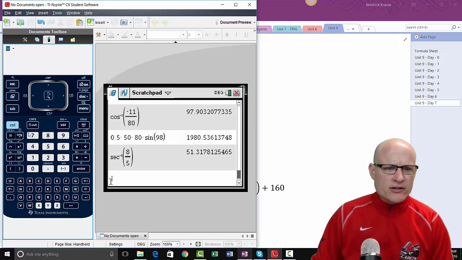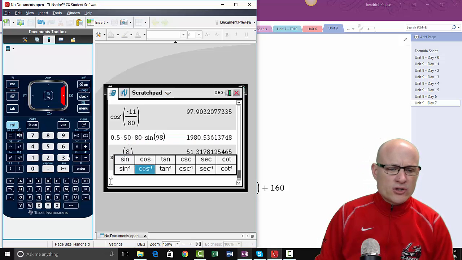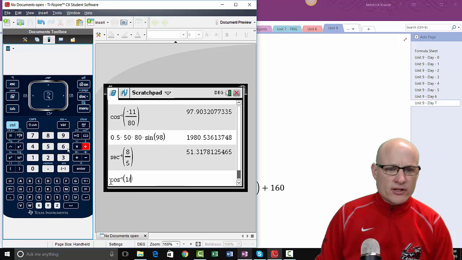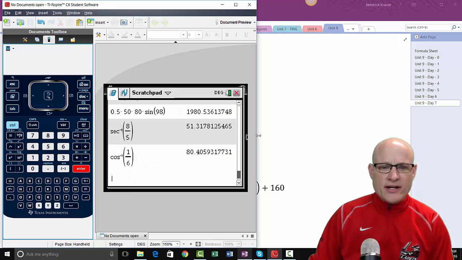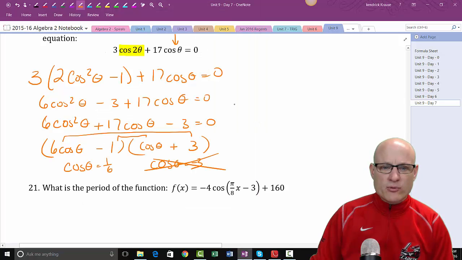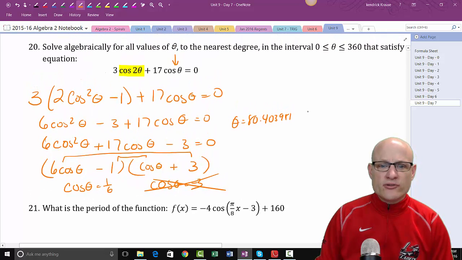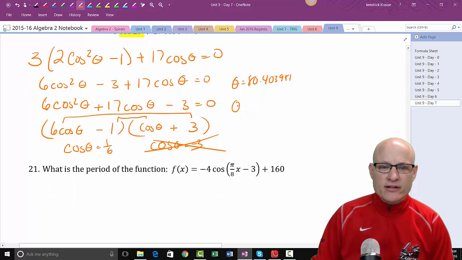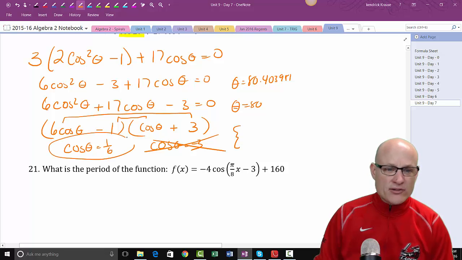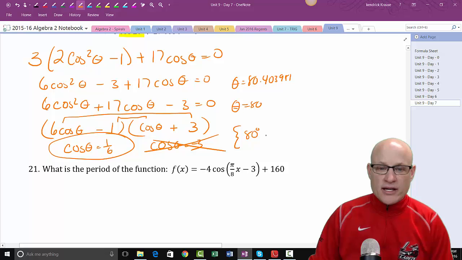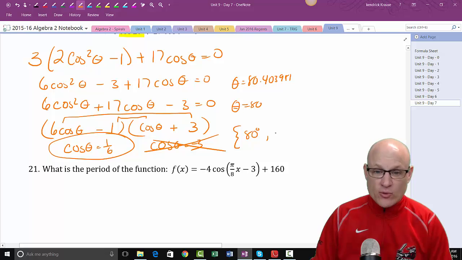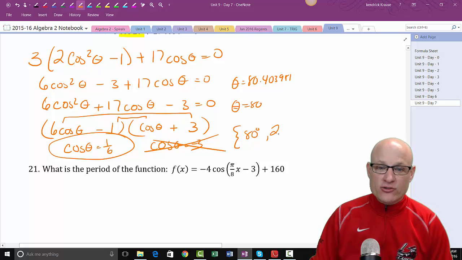So I come over to my calculator and I do inverse cosine of 1 divided by 6. And I get theta is equal to 80.403981, rounded to the nearest degree, 80 degrees. Theta is equal to 80 degrees. Now, because it's positive, I'm going to keep it 80 degrees. And I want the one that's in the fourth quadrant because cosine's positive in the first and fourth. So I take 360 and subtract 80 and I get 280.